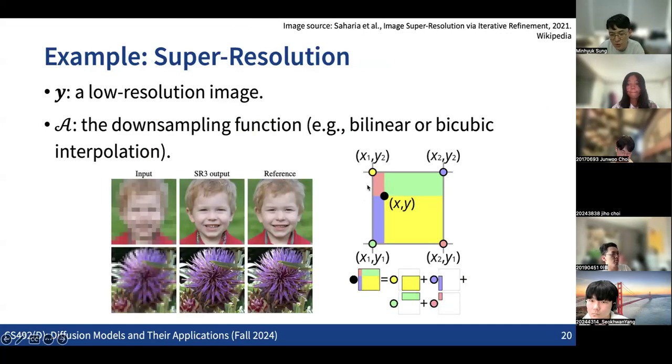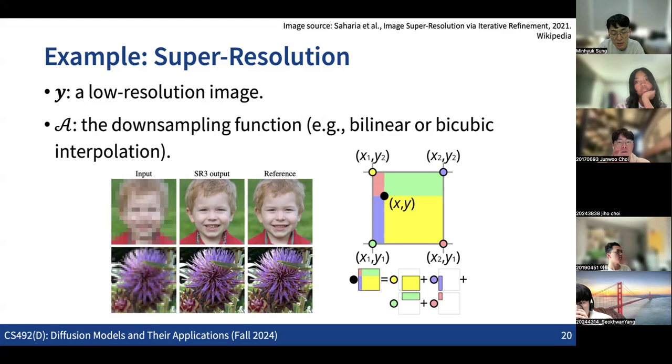And also for super resolution. Let's say we have very low resolution images, like some pixelated images, as you can see on the left-hand side. And we want to recover the higher resolution image given that input, right? Then we can think about how we can run the other way around, from the high resolution image, how we can get the low resolution image. So that becomes our A function. That's basically some kind of interpolation function like bilinear or bicubic interpolation. So given the interpolation function and the low resolution image, how can you recover the high resolution image? That is basically the super resolution problem.